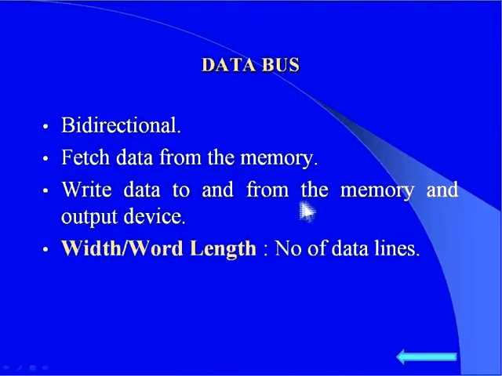Generally, the number of data lines is called the word length of a particular CPU processor. If the word length is 8, that means it can simultaneously handle 8-bit data. In the case of the 8085, the word length is 8.